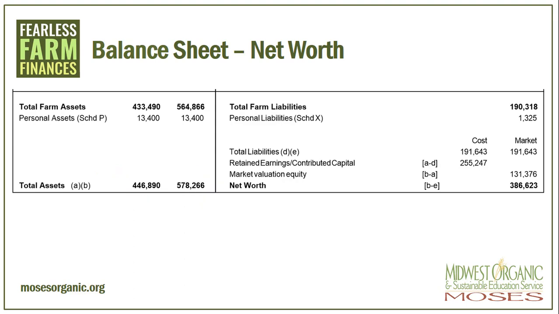The total farm liabilities are $190,318, and by subtracting liabilities from assets, the net worth of the farm is $386,623. This balance sheet also shows the owner's personal assets and liabilities as well as the difference between cost and market value, which is listed as the market value equity.